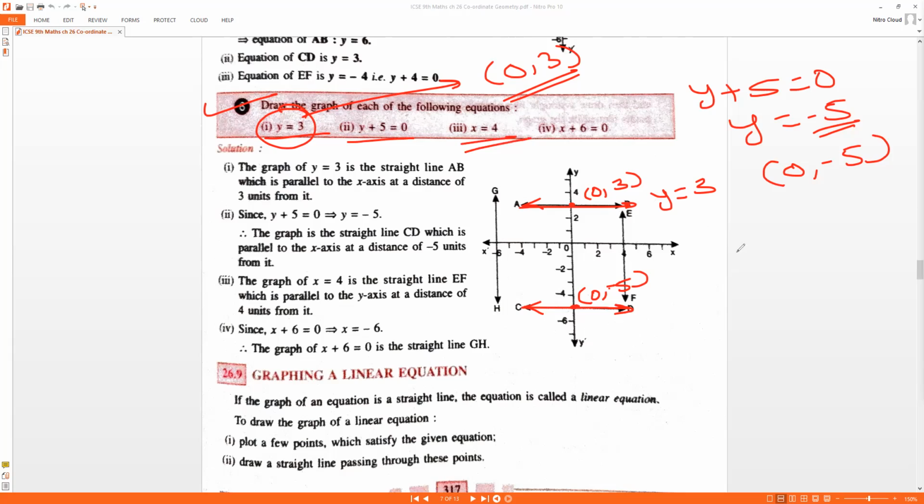x is equal to 4. So x is equal to 4 means the x coordinate is 4. So the point is (4, 0). Okay, (4, 0). So this is the line. Okay, great.